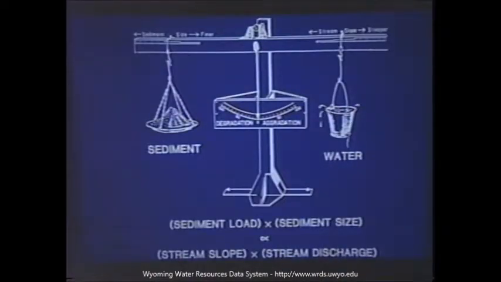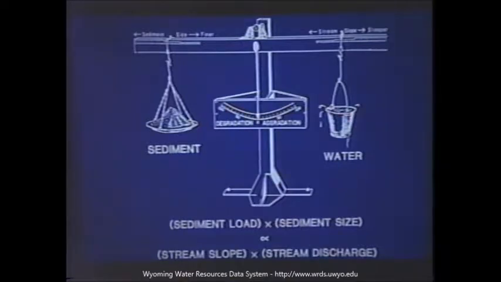The basic relationships that we're dealing with when we're talking about a stream channel response to water development is very clearly shown here in Lane's water and sediment balance for an alluvial stream system. If you look at the beam balance shown there with a bucket of water on one side, a pile of sediment on the other, in a stable stream channel system, there is a relative balance between the water, the discharge in that system, and the sediment which is transported down through that system.